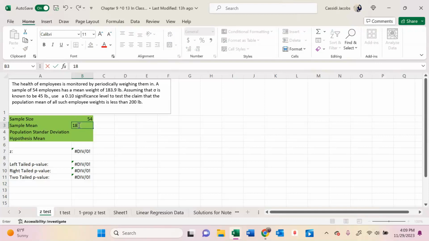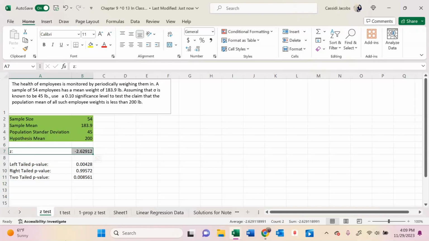Our sample mean was 183.9. Our population standard deviation was given to be 45 pounds. And our hypothesis mean comes from this statement, is less than. So we're doing 200 here. And so we get a test statistic here. This is the test statistic you're using. And then based off of how you state your hypotheses will be whether you choose left-tailed, right-tailed, or two-tailed.